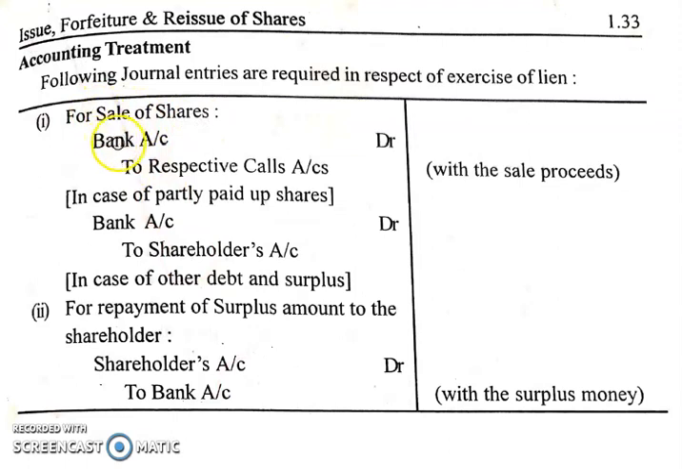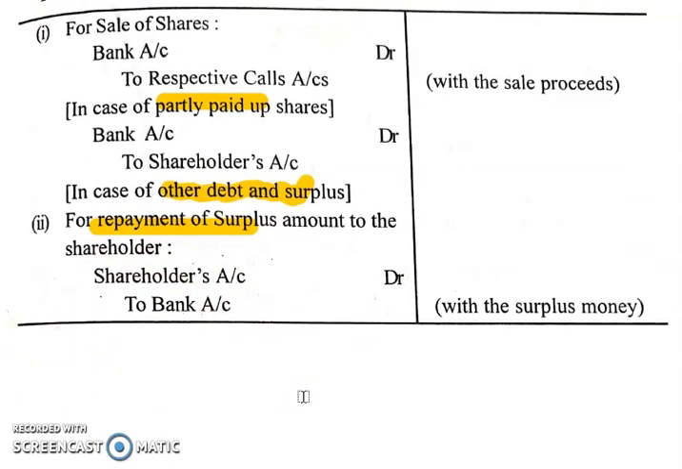For sale of shares, it will be bank account debtor to the respective calls. If it is partly paid up, then that will be the respective call, first call or final call. If it is any other debts apart from this, then it will be bank account debtor to shareholder's account. The next one is for repayment of surplus. If there is any excess, then they will repay it back to the shareholder himself, so shareholder account debtor to bank. Only these two entries are important.